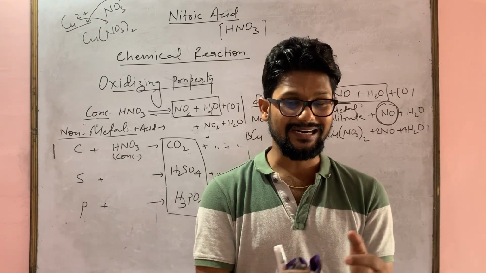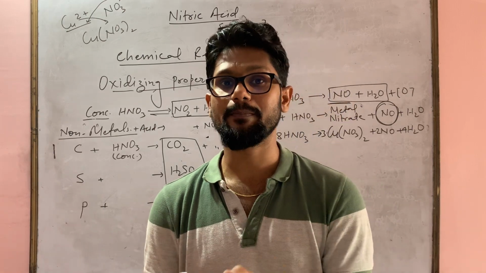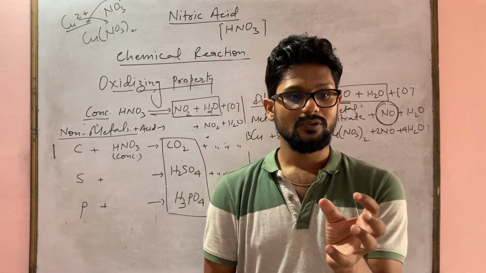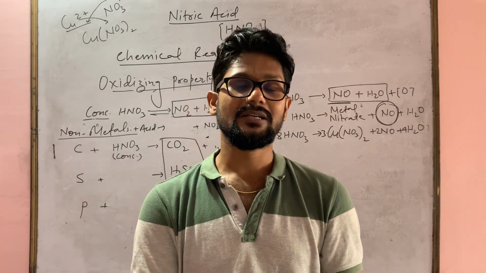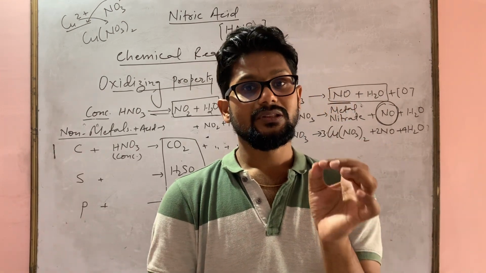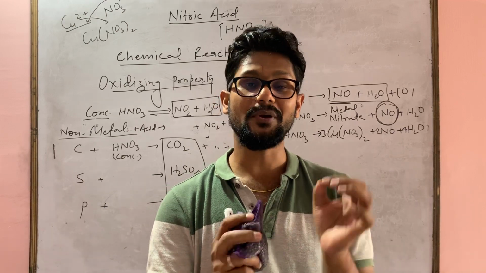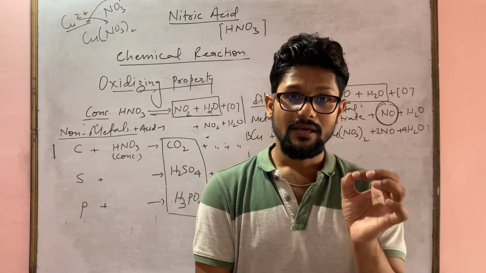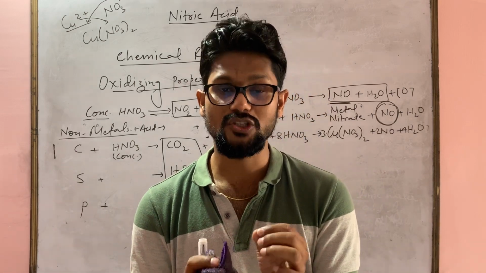Why are they unreactive? So if a question comes, what is passivity? What do you mean by passivity? So the answer will be: when metals like aluminium, cobalt, nickel, iron are treated with concentrated nitric acid, a thin film, or formation of a thin film, or you can say an extremely thin layer of insoluble metallic oxide, which stops the reaction.